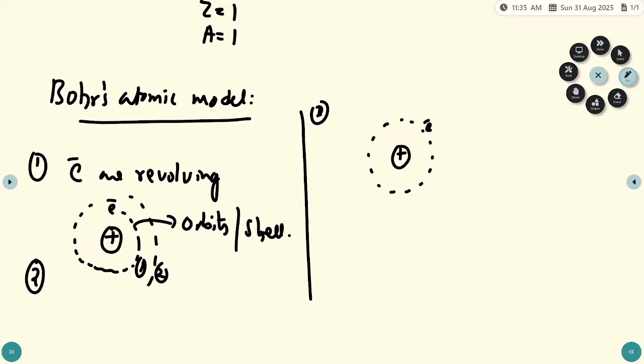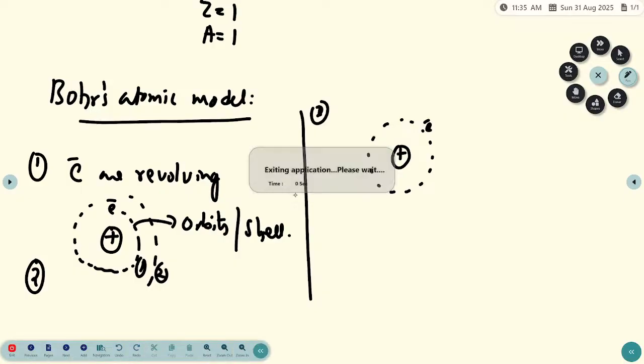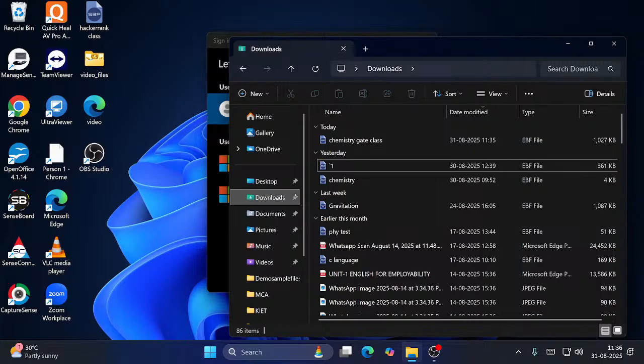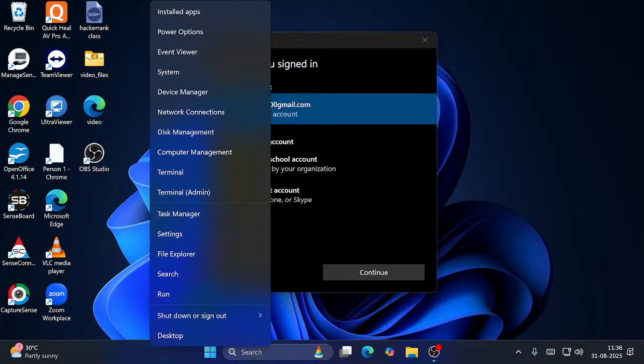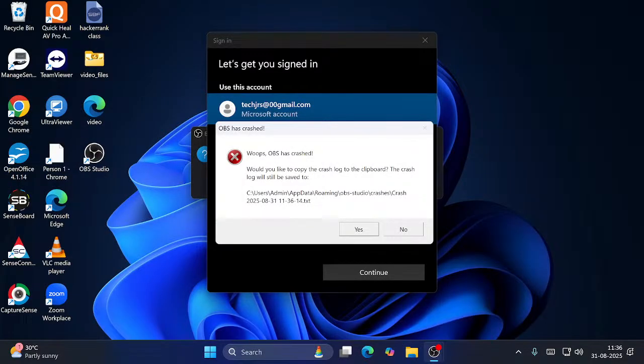So that these energy levels are called. These energy levels are called stationary energy levels. Why stationary? And next postulate.